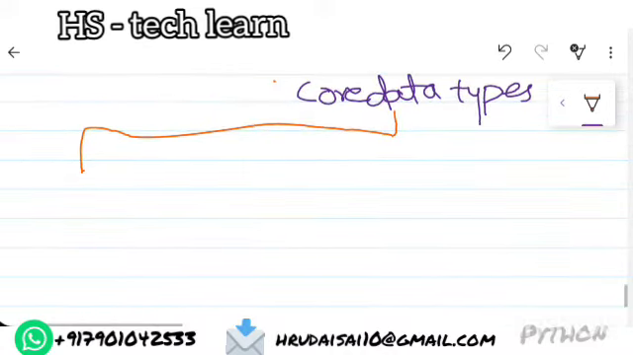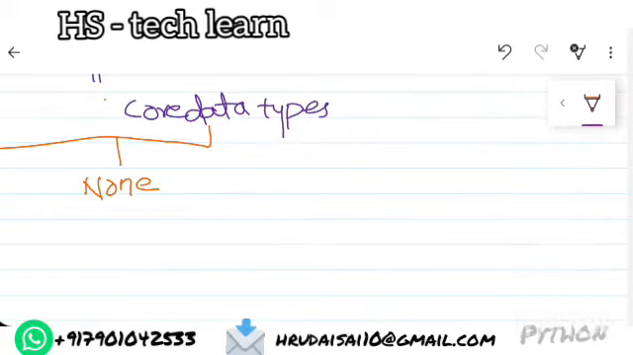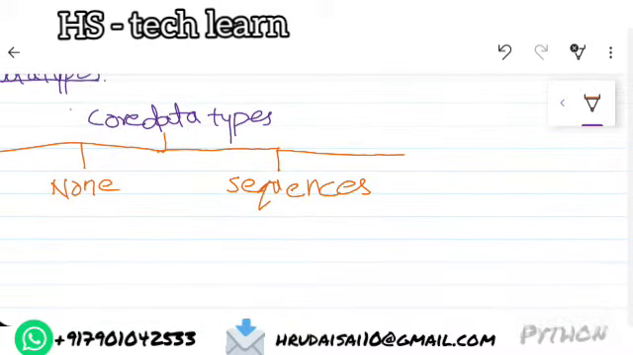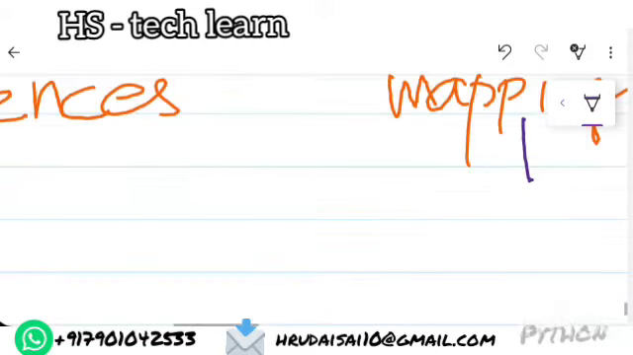The first one is numbers. Next, none. And then sequences. And finally, mappings. And here in this mappings we are having dictionaries.